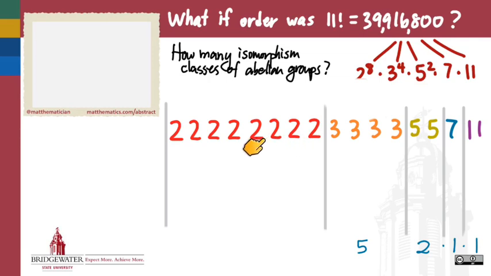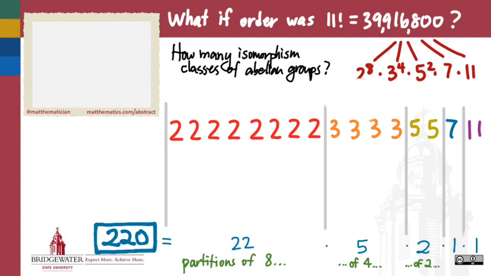And then I have 8 total factors of 2 over here, and it turns out that there are 22 partitions of those 8 powers of 2. At the end of the day, I multiply all those partition numbers together, and I find that up to isomorphism, there are 220 different abelian groups that have order equal to 39,916,800. The key here is that the fundamental theorem of finite abelian groups tells me that these are the only ways to create the groups of the orders we want. So we take the prime power factorization, and then for each repeated prime power, we ask how many different partitions there are of that number.